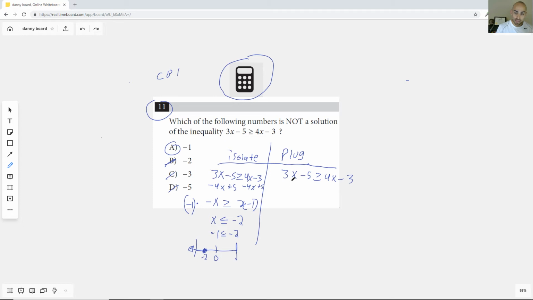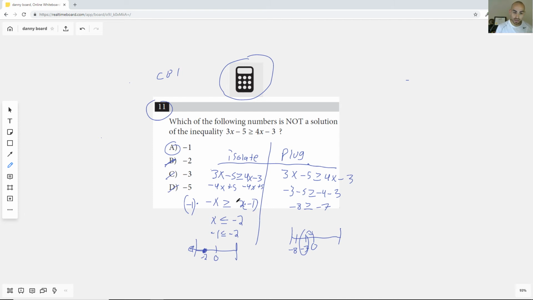And if we were to plug in A, you'd have negative 1. So negative 1 times 3 would give us negative 3 minus 5. And is that greater than or equal to negative 1 times 4, which would be negative 4 minus 3? And this becomes negative 8 is greater than or equal to negative 7. And this is not true. Negative 8 is not greater than negative 7. It's a smaller number because it's more to the left on the number line here. Negative 7 is actually closer to 0, so it's a greater number. So this is not true, which makes it a solution.